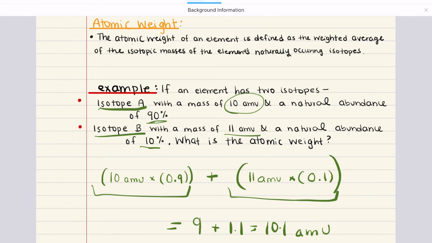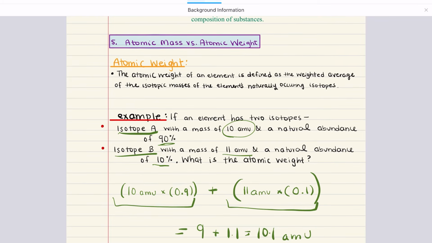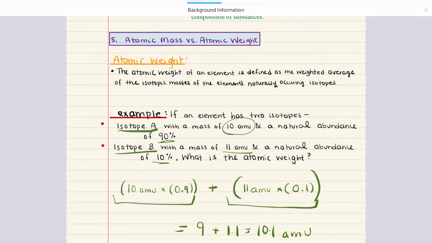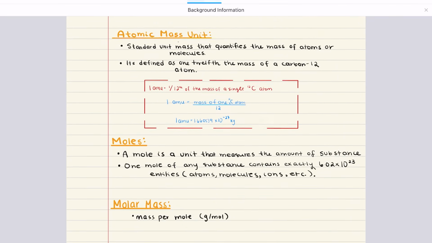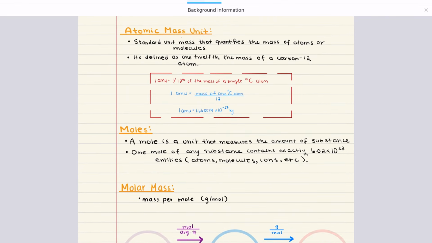All right, so now we've talked about atomic number, mass number, and atomic weight. There are a couple more concepts that we want to discuss now that are going to be super crucial before we move on. And that is the following. We want to really properly define atomic mass unit, moles, and molar mass.